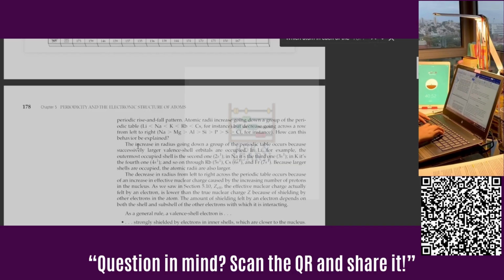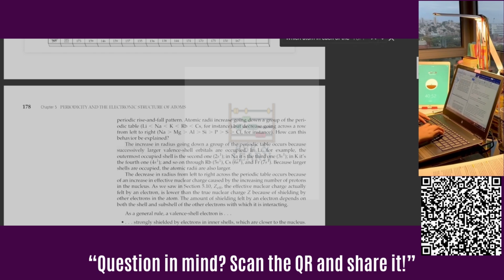Left-right versus up-down. Radius is going to increase if you go down the group. Here's the reason why it is so. If you go down, it's going to increase because successively larger valence shells of orbitals are being occupied. This is the reason we're going to use.